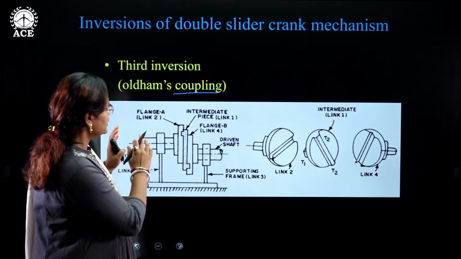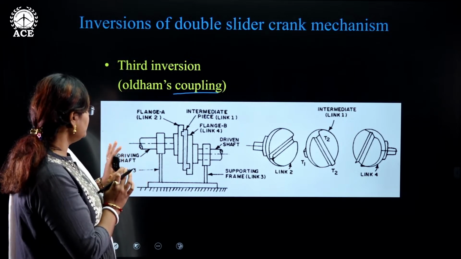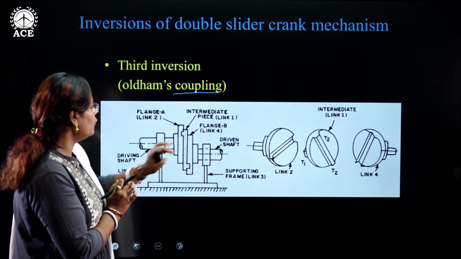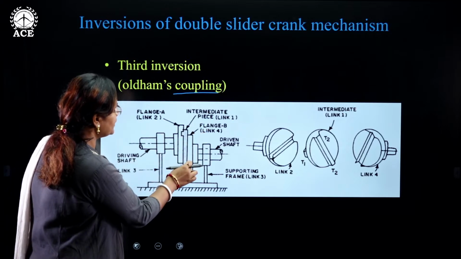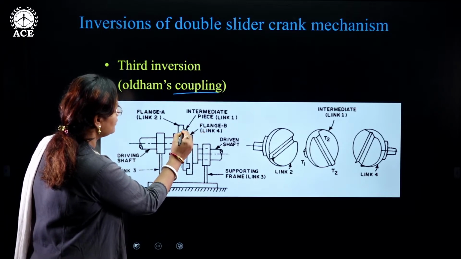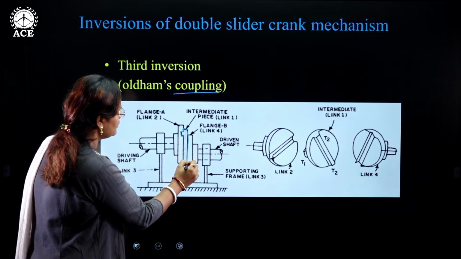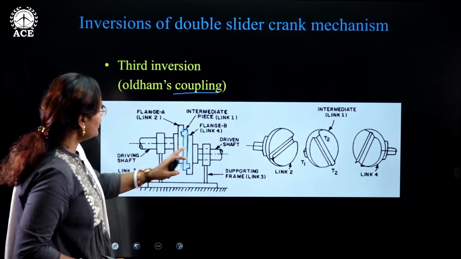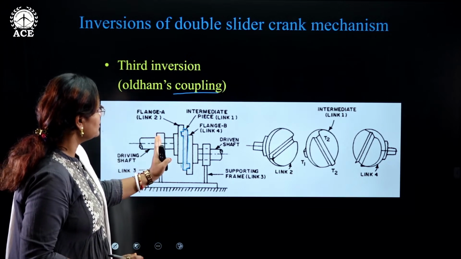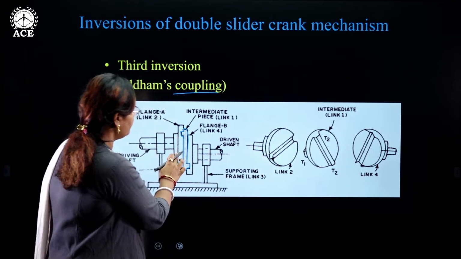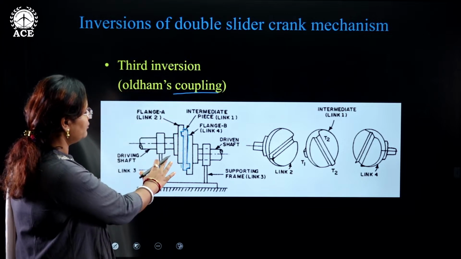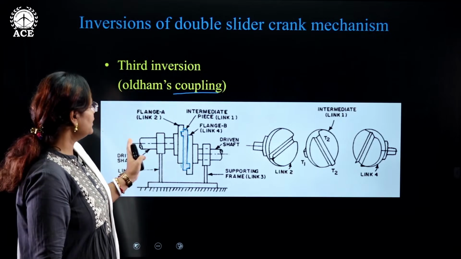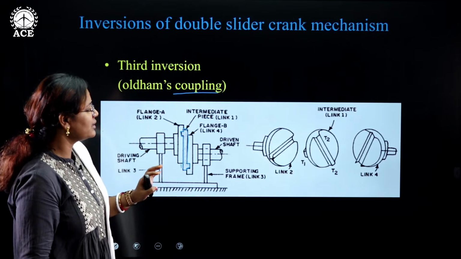Here you can see there are a number of links: link 1, link 2, link 3 and link 4. Link 1 is the intermediate piece. Then link 2 is the opposite shaft. If you want to explode the view and see it, link 1, link 2, link 3 and link 4 are there.